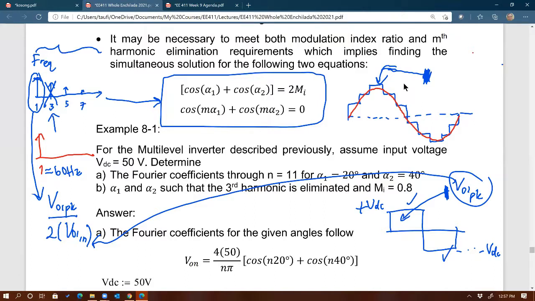Oh, I see. Yeah. So is it possible to have a modulation index greater than 1?